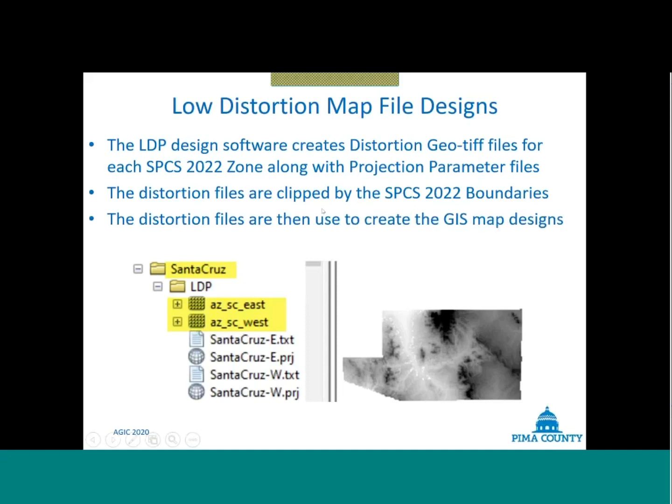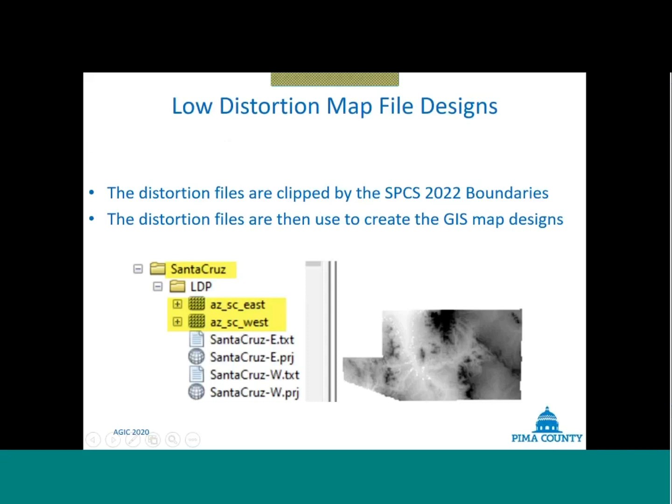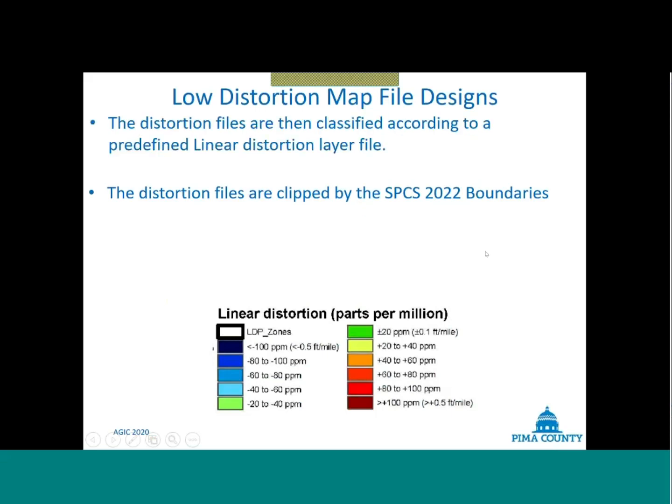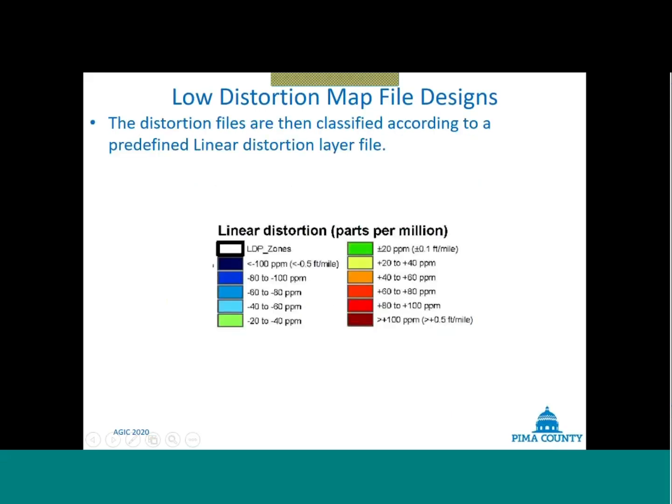Moving on, the distortion files are then used to create GIS map designs. Distortion files then are classified according to a predefined linear distortion layer file. Michael spoke quite a bit about this, but most of our design parameters that Brian will be talking about, most of our designs ended up in this 20 to 40 parts per million design criteria. And as you can see, that's 1 to 2 tenths per foot per mile.